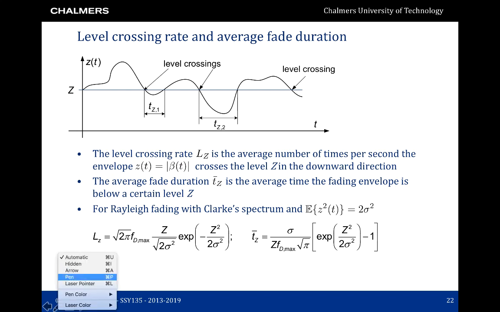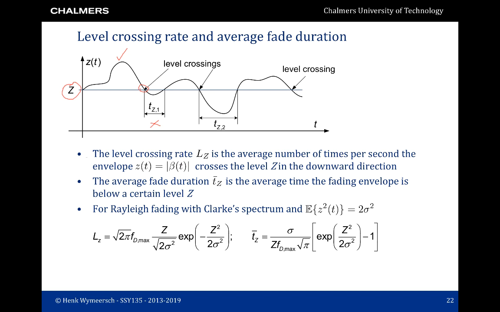Finally, we introduce two concepts related to time-varying channels: the level crossing rate and the average fade duration. Z of t represents the envelope of the channel, which will fluctuate over time with a certain average value and certain statistics. Z is a threshold value. Basically, when we are below Z, we are in a bad condition. When we are above Z, we are in a good condition. The level crossing rate is the average number of times per second that the envelope goes underneath the threshold value. So it tells you how often the channel is bad. The average fade duration is the average time the channel remains bad, how long it is in outage, one can say.